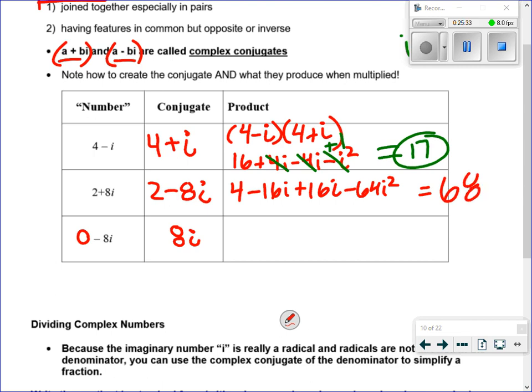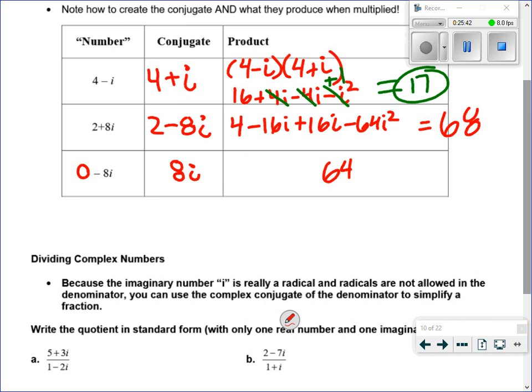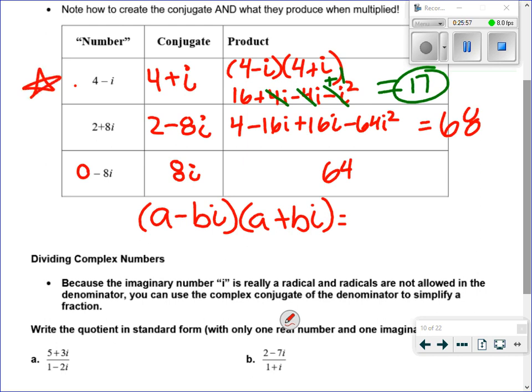Then what about our next one? What did we get for that one? 64. Good. So in general, if you have two conjugates you're multiplying by, what do you guys notice? Kind of maybe look at this first example here to kind of help you see the pattern. So if you have those two things multiplied together, what is that always going to equal?